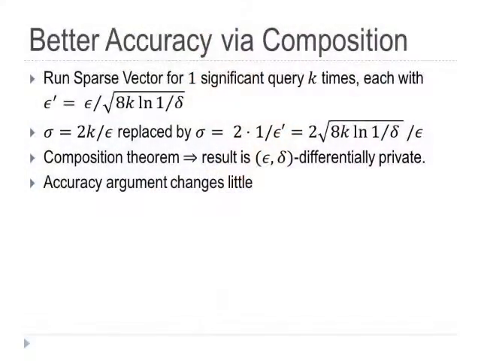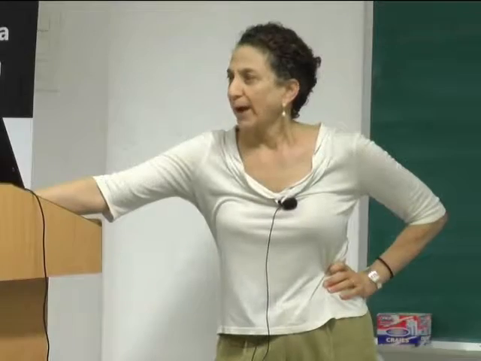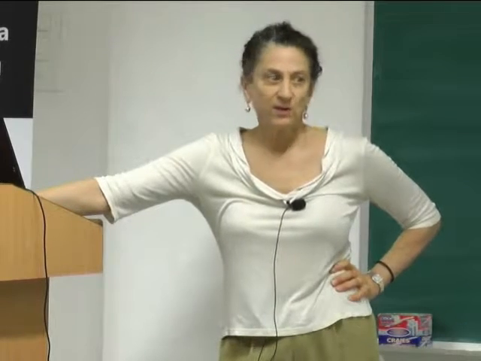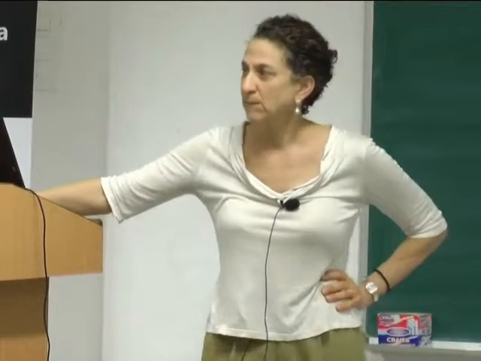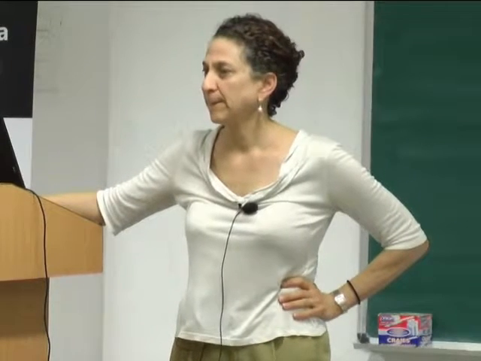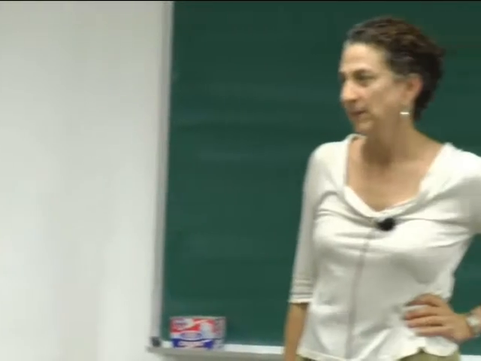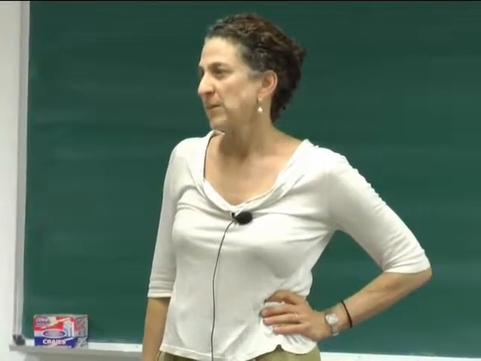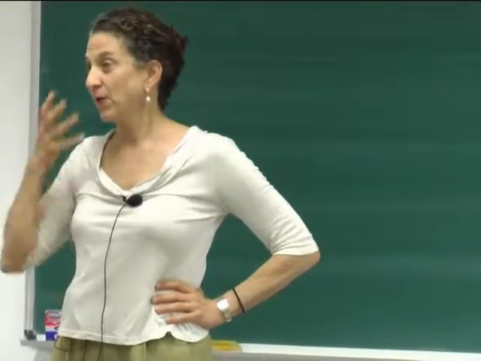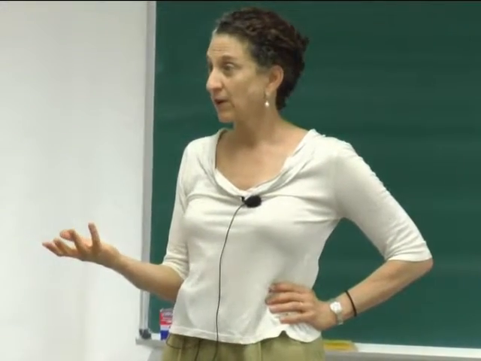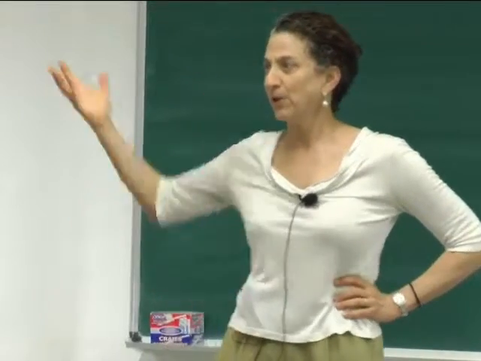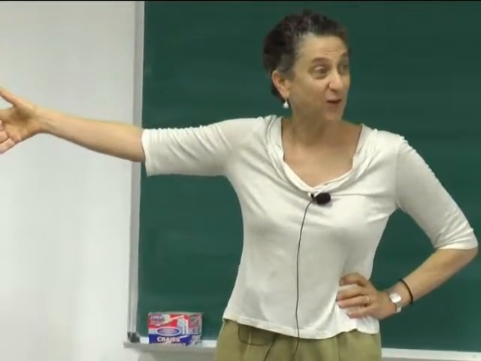Good. Now, how could we do better? How could we get more accuracy? I want to do even better. Exactly. I want to somehow get root k instead. Why might I be able to do this? From the composition theorem. But I have to have something to compose. Here I have an algorithm that's standing all by itself.